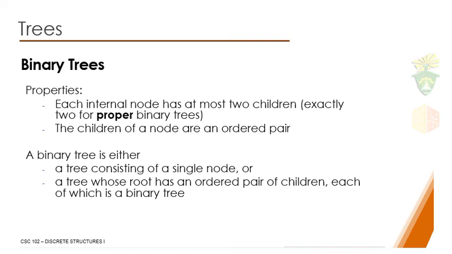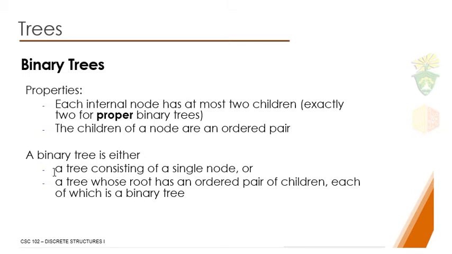Okay, so binary trees. This is another type of tree, the binary tree, and it has the following properties. Each internal node has at most two children. Exactly two for proper binary trees. For proper binary trees, there must be exactly two children. A binary tree still has at most two children. The most is two, but one is possible.